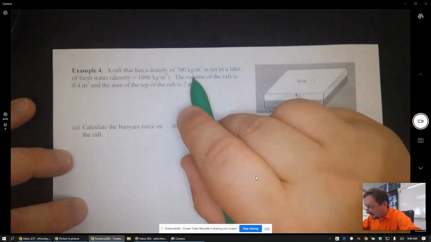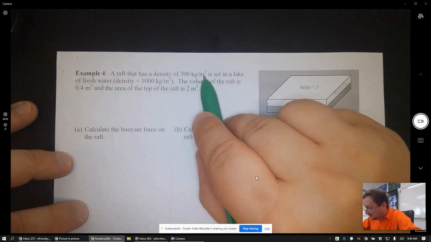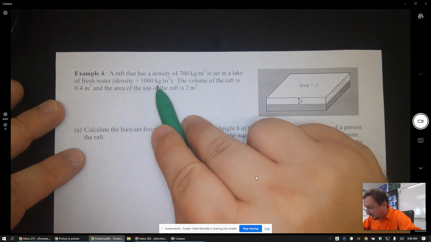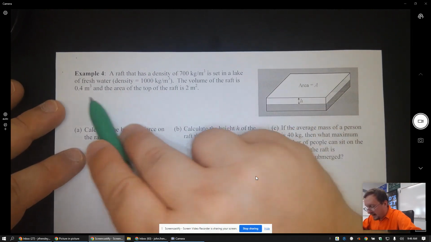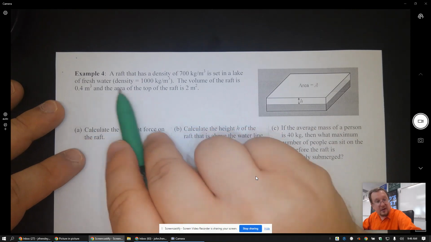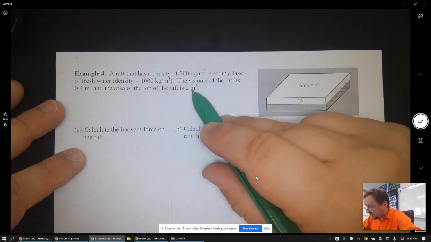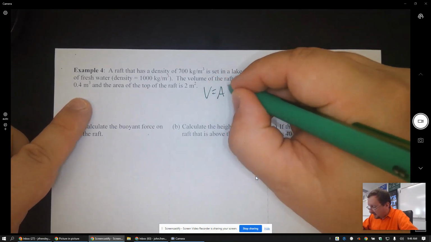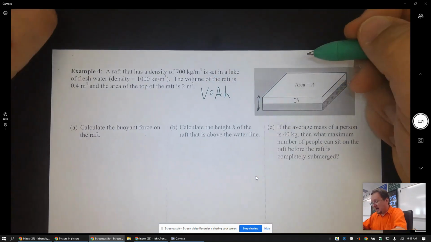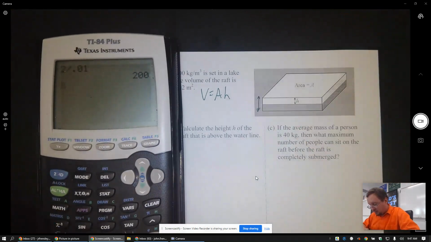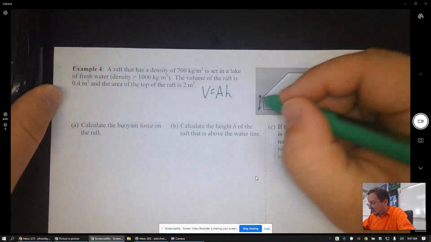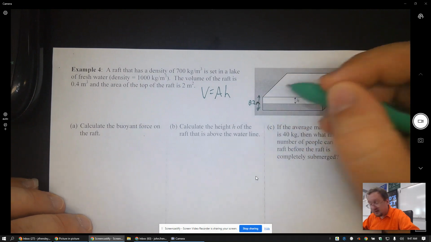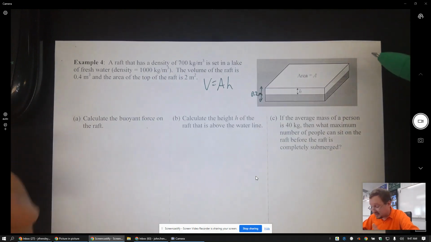The raft has a density of 700 kilograms per cubic meter. It's set in fresh water, and the volume of the raft is 0.4 cubic meters, and the area on the top of the base. So the first thing that you can just deduce, volume equals area times height. So I can figure out the entire height of the raft by just taking the volume, 0.4, and dividing it by the area. So this entire height is 0.2. So there's a lot of geometry that your students need to be able to do.